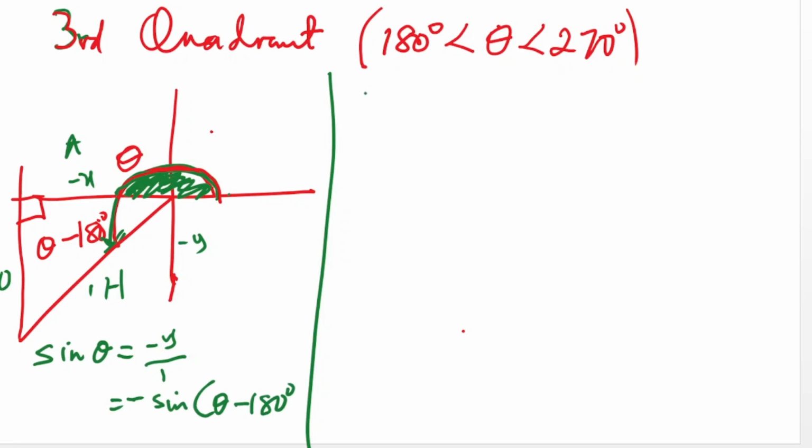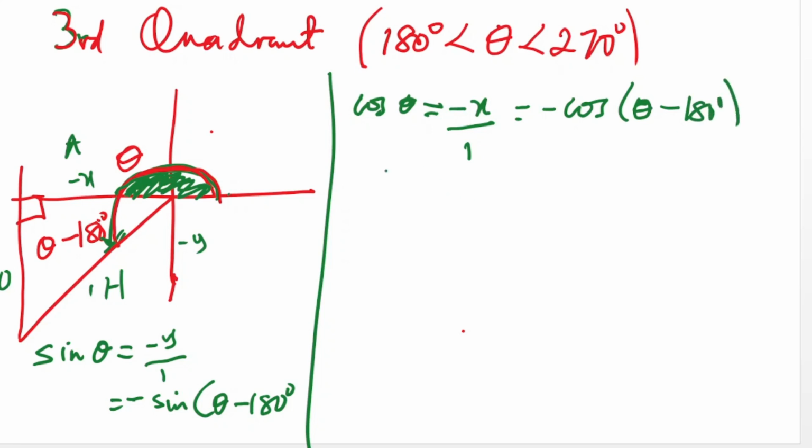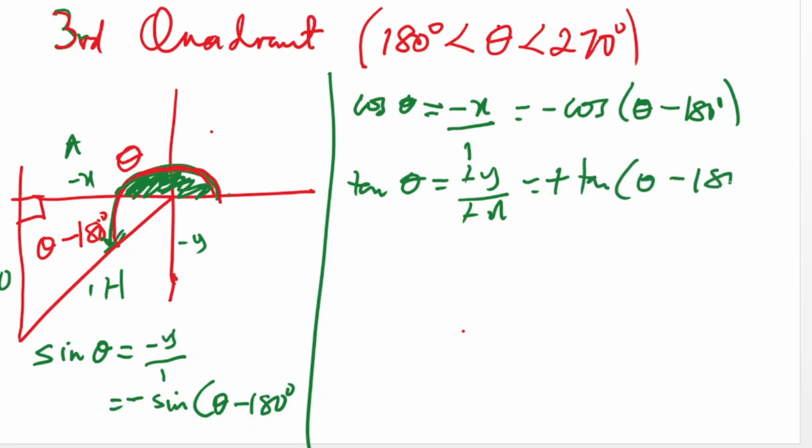Then we go again to cos theta, which is equal to adjacent over hypotenuse. What is the adjacent? Minus x over hypotenuse. That means cos is also negative here. That is minus cos of theta minus 180 degrees. Then we go to the next one, which is tan. Tan theta, which is TOA, opposite, which is minus y, over adjacent, which is minus x. So this will give us plus. That means tan is positive. Tan theta equals tan of theta minus 180 degrees. I hope this is very clear. So that is all the proof.